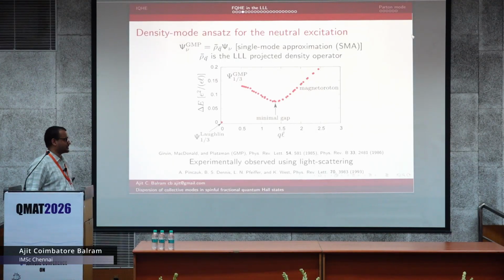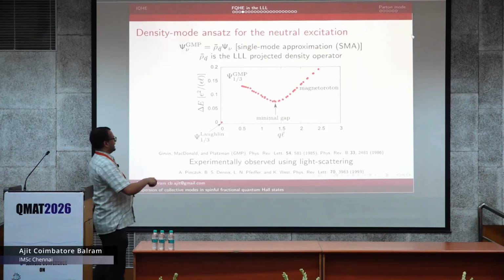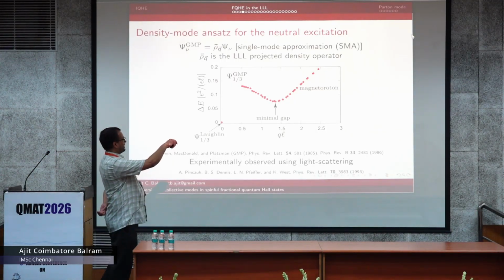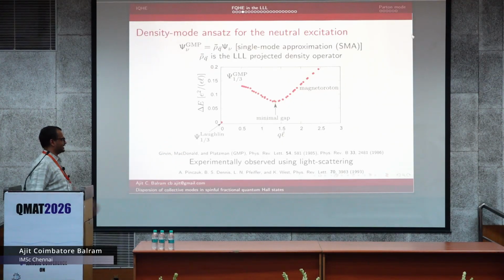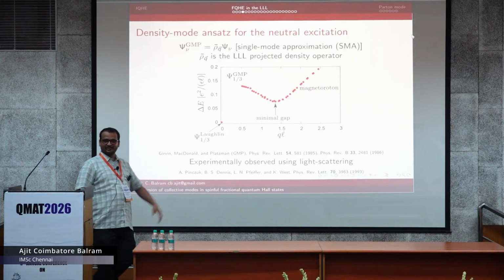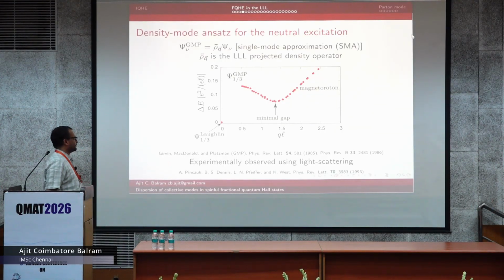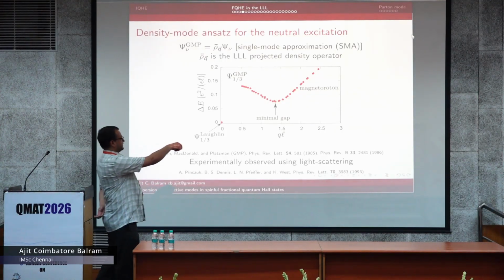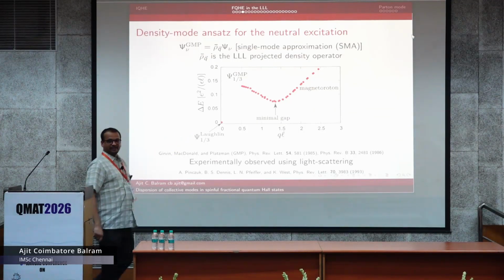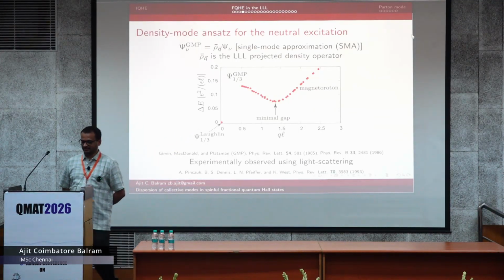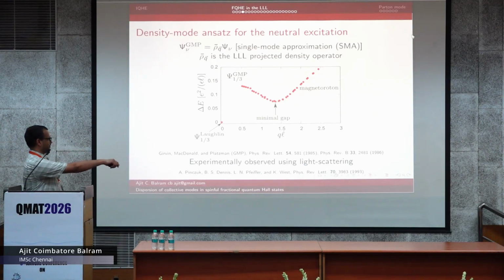And from that, Girvin, MacDonald, and Platzman computed this gap. And this gap typically looks like this. So you have a minima, and then it goes up like this. And in analogy to the spectrum that Feynman had obtained for helium, they dubbed this mode the magnetoroton mode. So it's a roton in a magnetic field. So this is the Laughlin ground state, and you typically get this sort of spectrum. And experimentally, this has been observed in light scattering experiments, most notably by Aron Pinczuk.